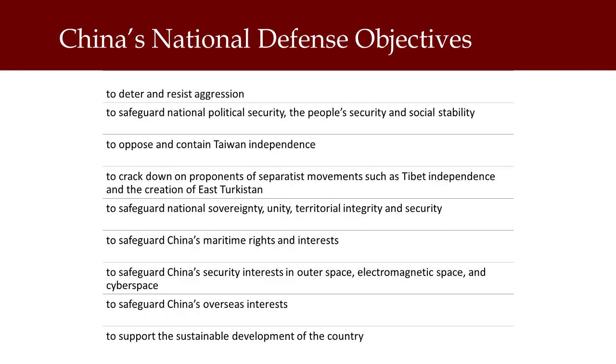Previously, many threats, including that of Taiwan independence, have been referred to under the rubric of terrorism, separatism, and extremism.